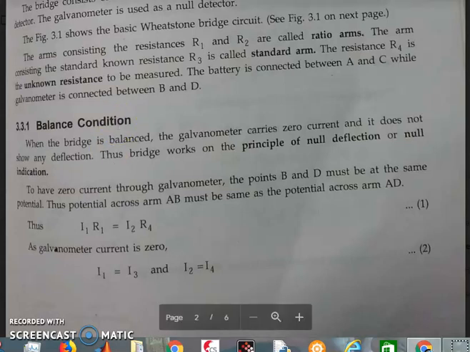Hence, equation 1 is I1 into R1 is equal to I2 into R4. As the galvanometer current is zero, the current flowing through the arms will be I1 is equal to I3 and I2 is equal to I4, which is equation number 2.